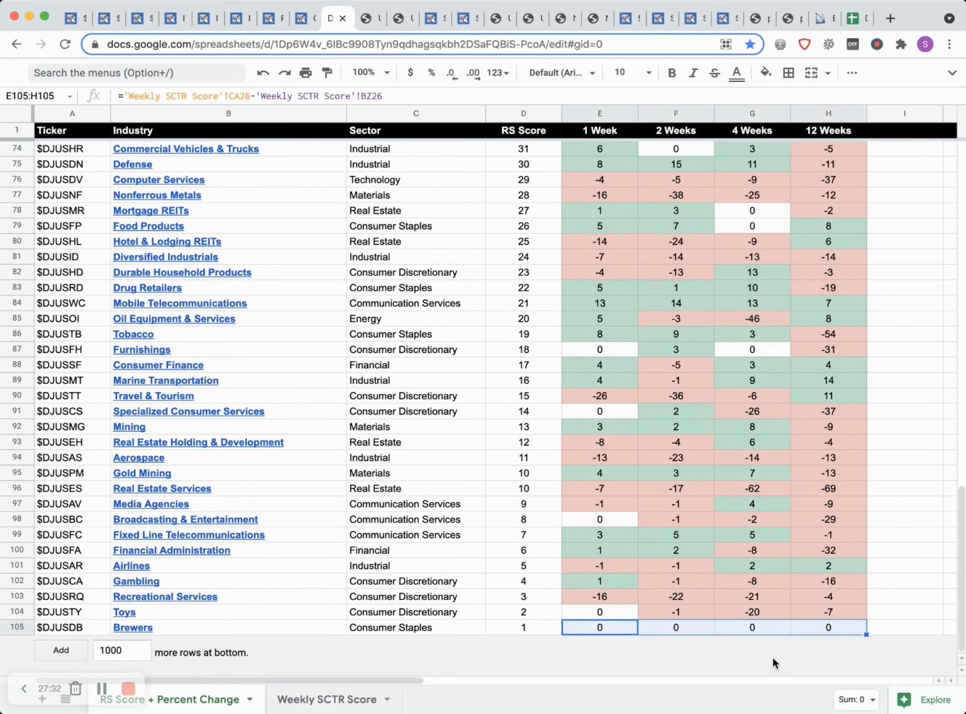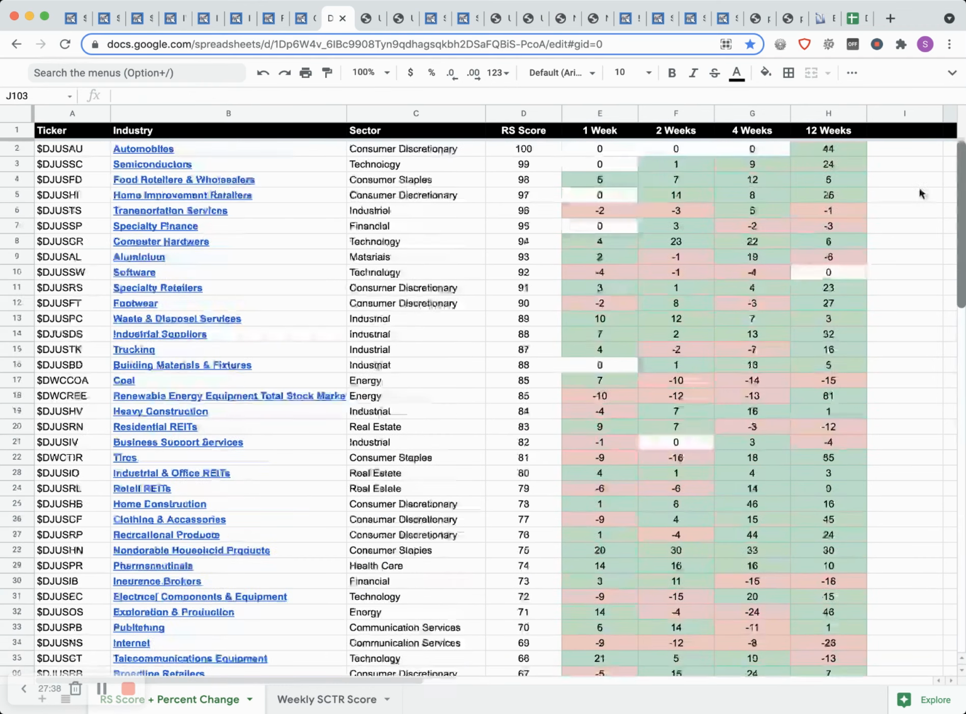So that is our strongest group at a score of 100, and your weakest group is Brewers, which has been the weakest group for the last 3 months. As you can see, it hasn't moved for 3 months. It's been the weakest group. So that's one way this can happen, in terms of the strongest group for the last month having been automobiles.